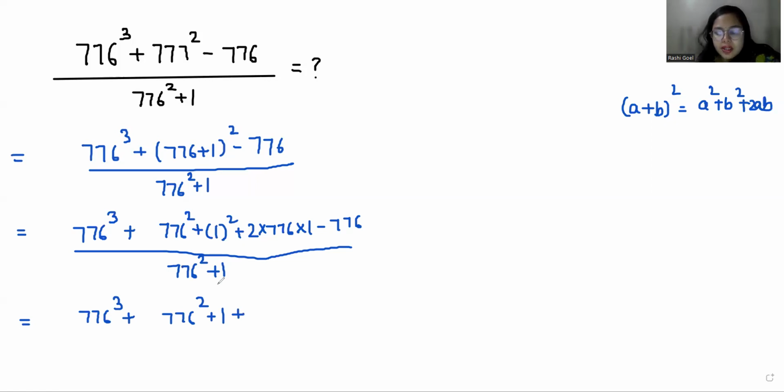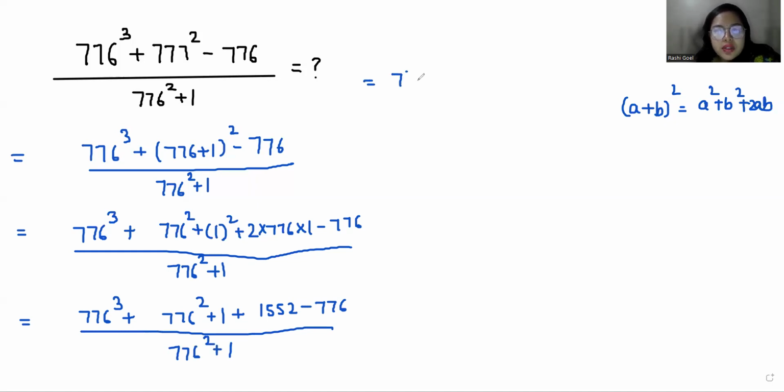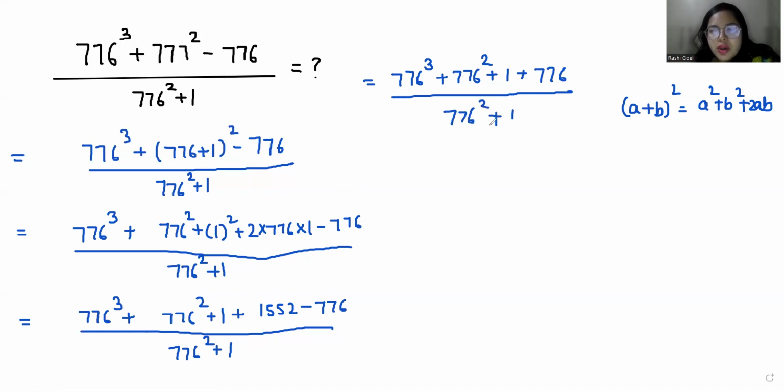Two times 776 is 1552, minus 776, by 776 square plus 1. So 776 cube, 1552 minus 776 is 776, by 776 square plus 1.